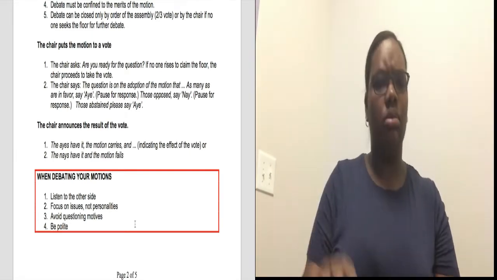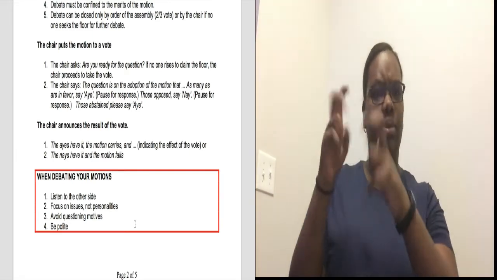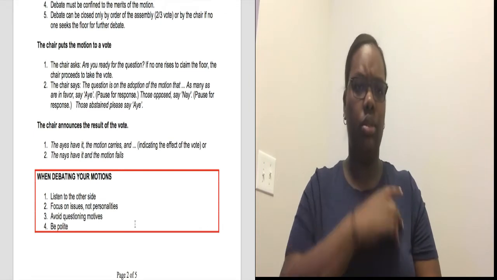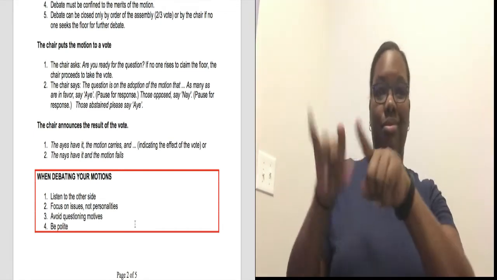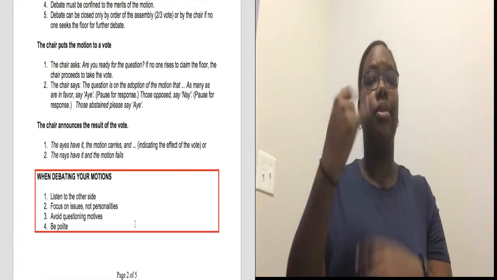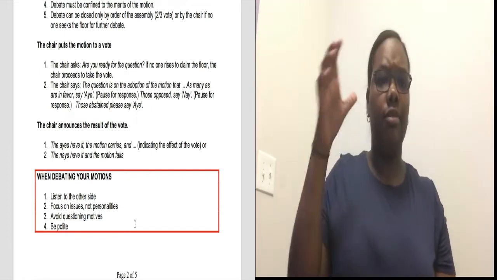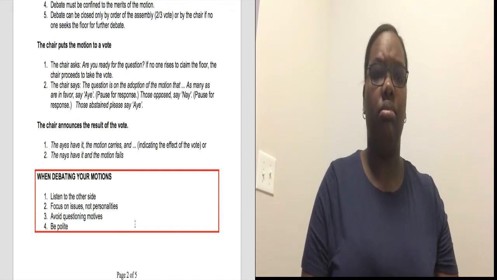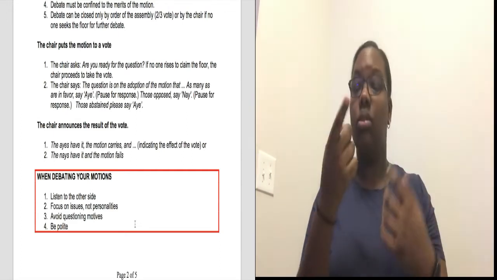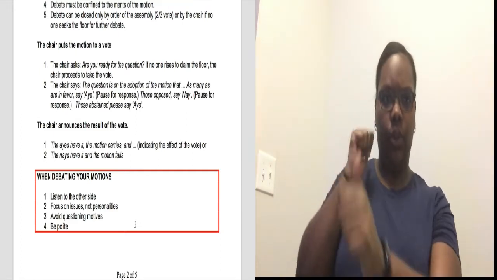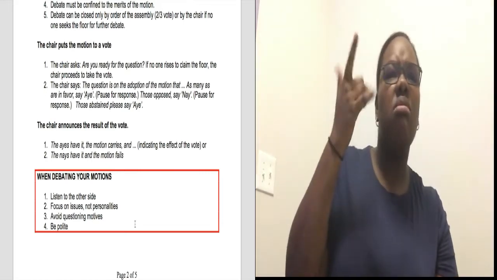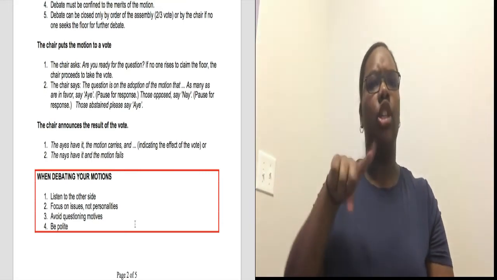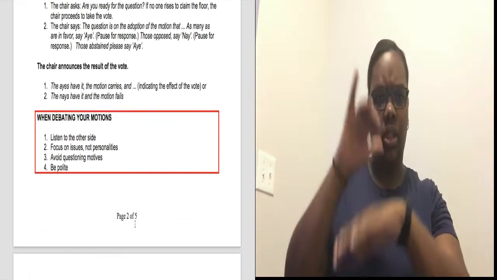You want to listen to what the other side has to say. You want to focus on the issues and not personalities. And this is important because during these meetings, sometimes whether or not you want to listen might depend on whether or not you like the person. You want to avoid questioning the motives of whatever is being presented. Just hear what's being said and focus on that. And as always, you want to be polite.